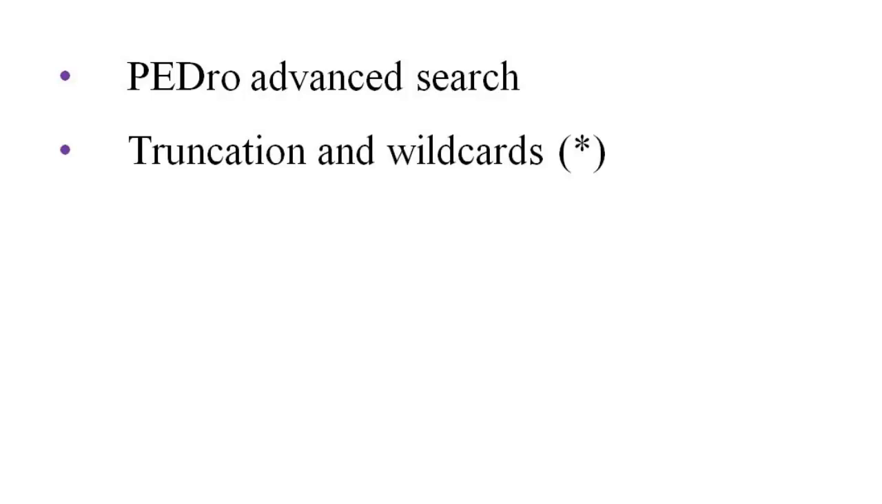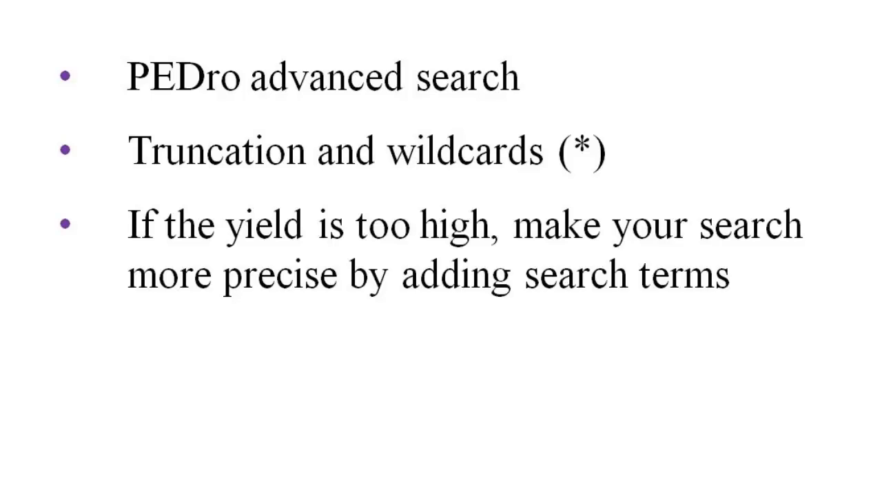We have just demonstrated how to do a PEDro advanced search. In the search, we used some sophisticated search features for text fields, including truncation and the asterisk wildcard. More information about searching is available on the PEDro Search Help page. Our search produced a large number of search results. To overcome this, we made our search more precise by adding extra search terms.